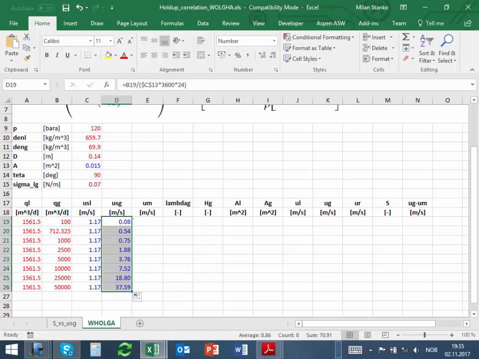I'll give you time if you want. Actually, this is not a tubing. This is like an experiment where I had some liquid flowing in the pipe, and then I started to increase the amount of gas to see how that would affect my holdup. And you see that the gas is quite high. The liquid remains all the time at one, but the gas increases.